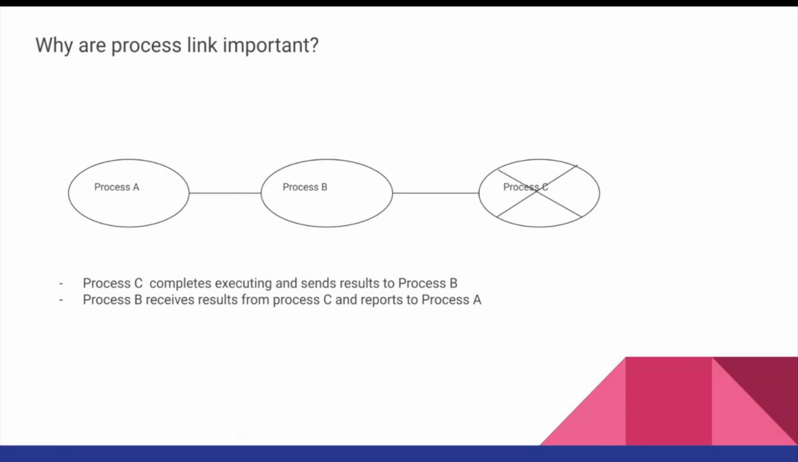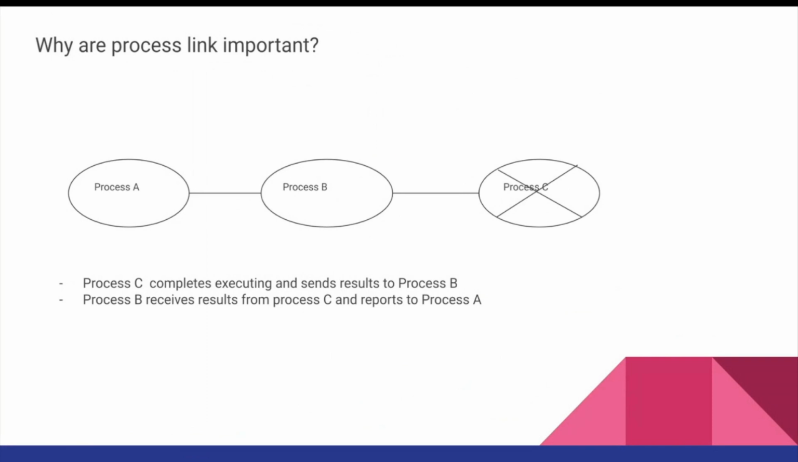Here we have an example of a diagram. In this diagram, we have process A, process B, and process C that are linked together. Process C, once it completes its execution, is supposed to send a result to process B. And process B, once it receives the results from process C, reports to process A.